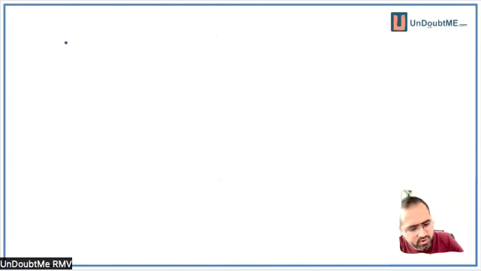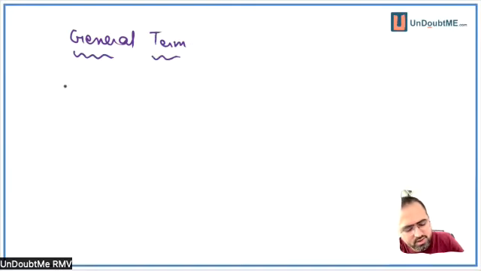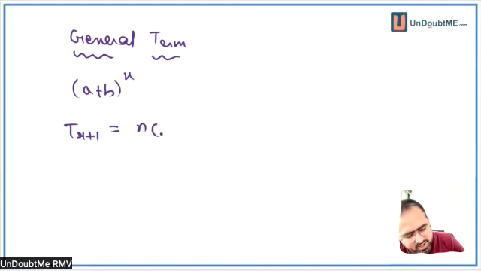Now the next and one of the most important topics of binomial theorem is the general term, because there is a 100% chance for a question to be asked from here. So you should know for a binomial theorem, how do we write a general term? If I have (a plus b) to the power n, then the general term will be called T(r plus 1). That will be nCr, a to the power n minus r, and b to the power r.